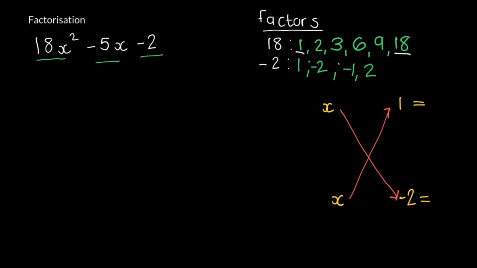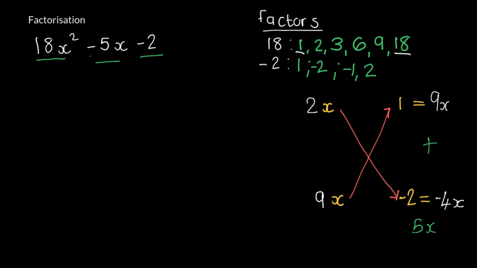Okay, I think I've got the solution we're looking for. I think it's 2x and 9x. So I'm going to get 2x multiplied by -2, which gives me -4x. And then 9x multiplied by 1 gives me 9x. Now, if I add these two, I'm going to get positive 5x. Ooh, but I actually want negative 5x.